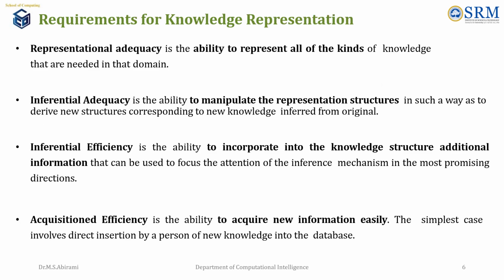The following are the requirements for knowledge representation. The first one is representational adequacy, which is the ability to represent all the kinds of knowledge that are needed in the domain. Inferential adequacy is the ability to manipulate the representation structures in such a way as to derive new structures corresponding to the new knowledge inferred from the original. Inferential efficiency is the ability to incorporate into the knowledge structure additional information that can be used to focus the attention of the inference mechanisms. And acquisition efficiency is the ability to acquire new information easily.